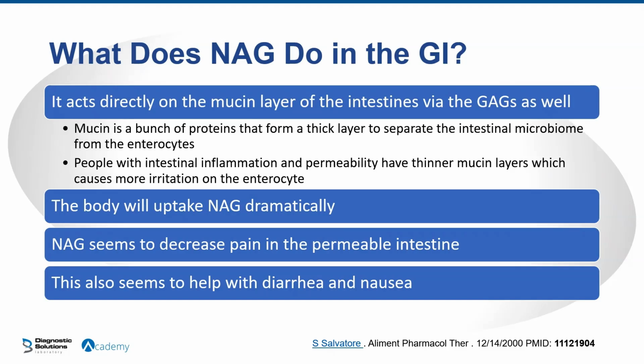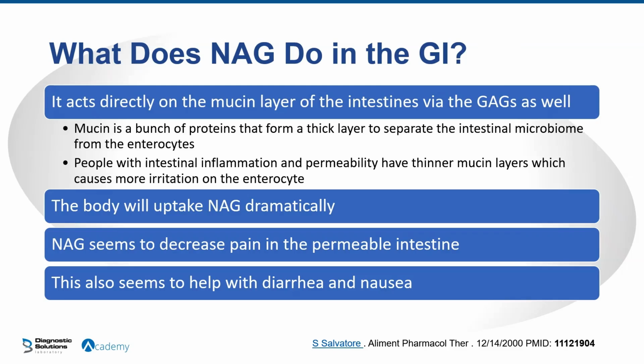The NAG acts directly on the mucin layer of the intestines via the GAG pathway. The mucin layer is basically a thick layer that separates the intestinal microbiome from your enterocytes, and people who have intestinal inflammation or permeability have a much thinner or completely absent mucin layer that causes more irritation of the enterocytes, or the GI tract cells.